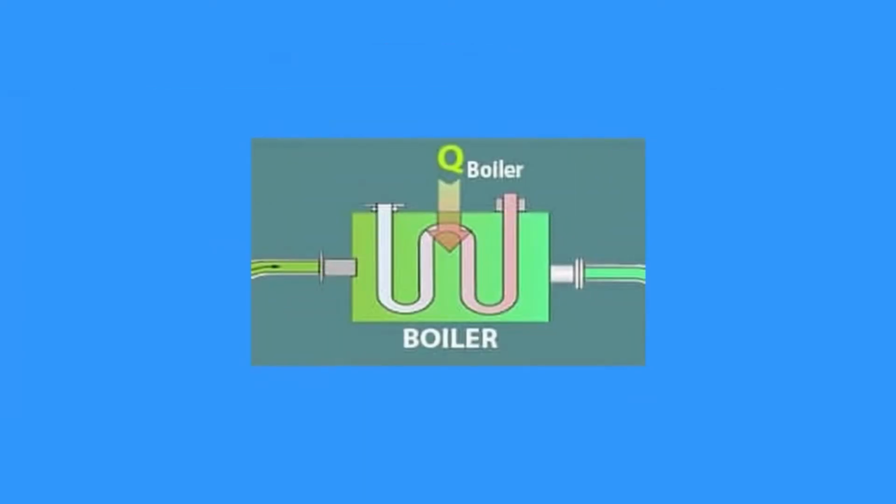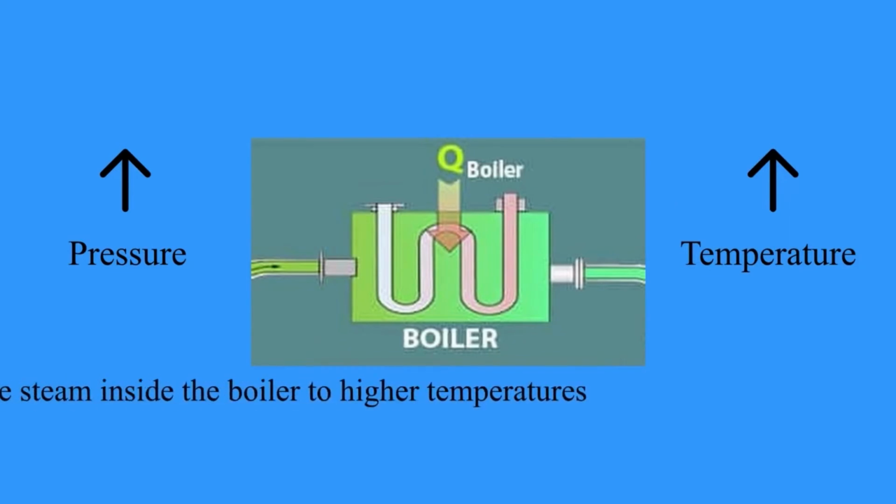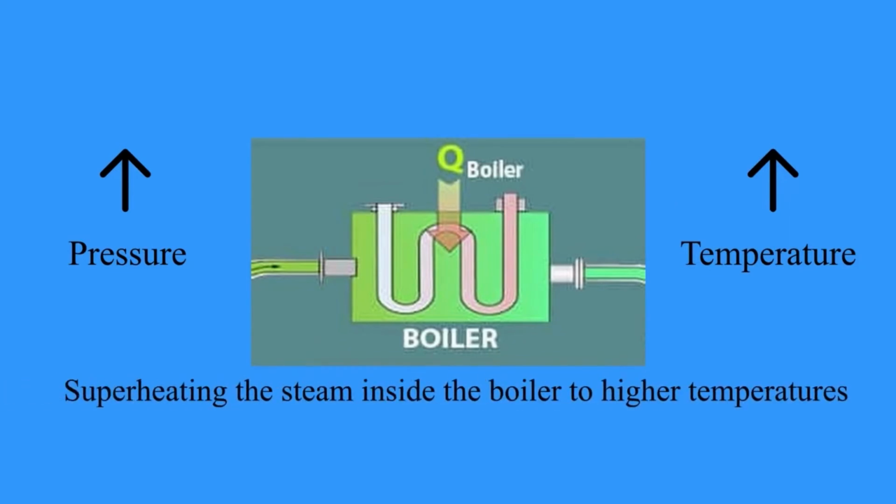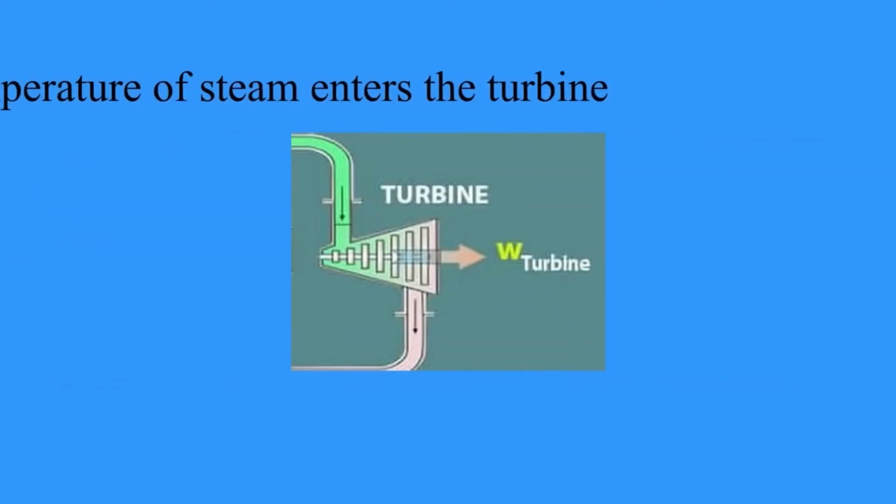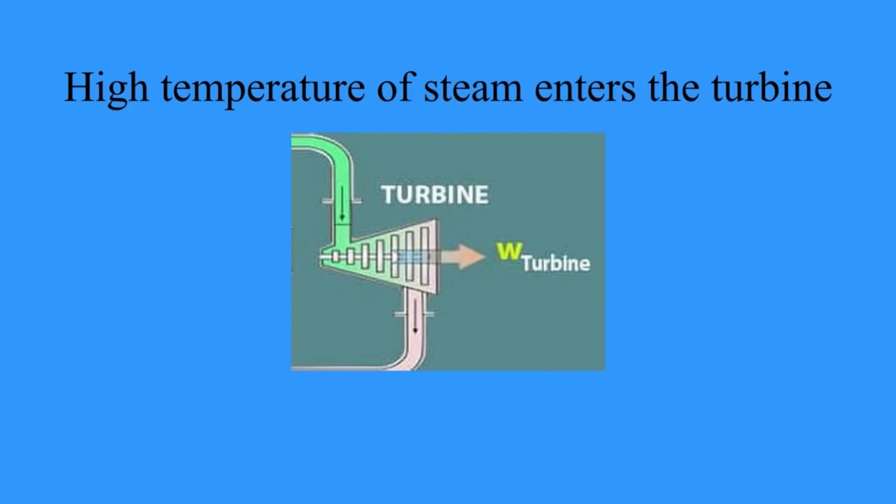First, the boiler. Within the boiler, we can increase the pressure of the inlet so as to increase the temperature of the outlet steam. Additionally, the steam can be superheated to even greater temperatures with a higher efficiency boiler. Following this, the temperature of steam that reaches the turbine is at greater heights.